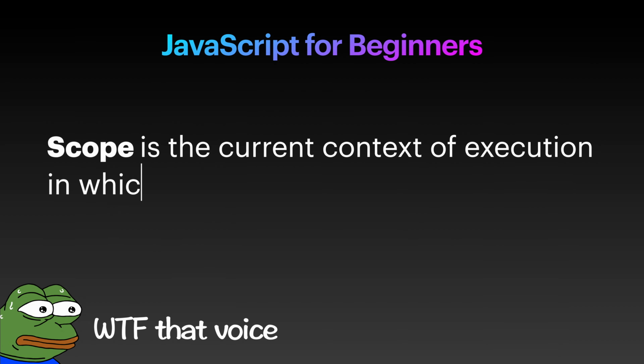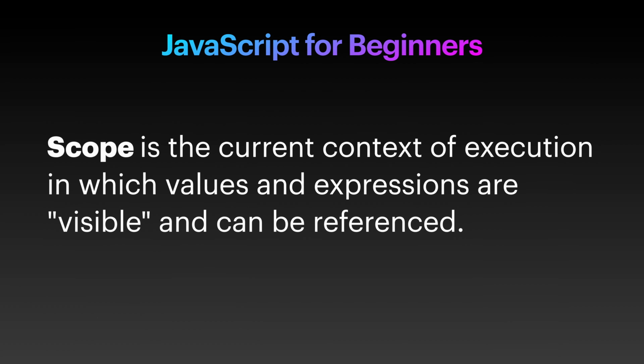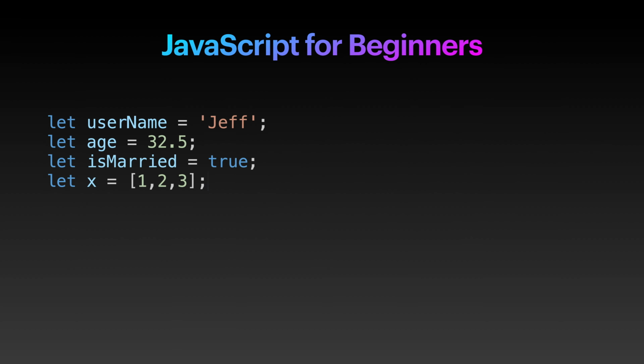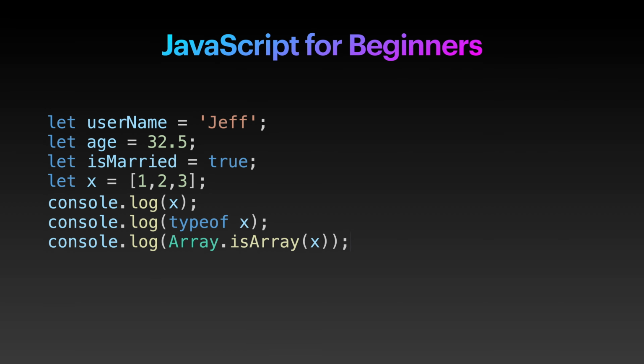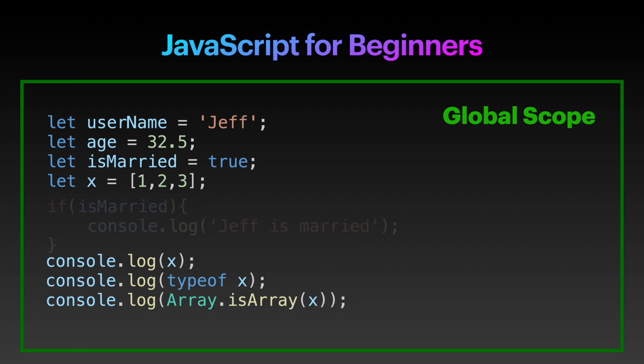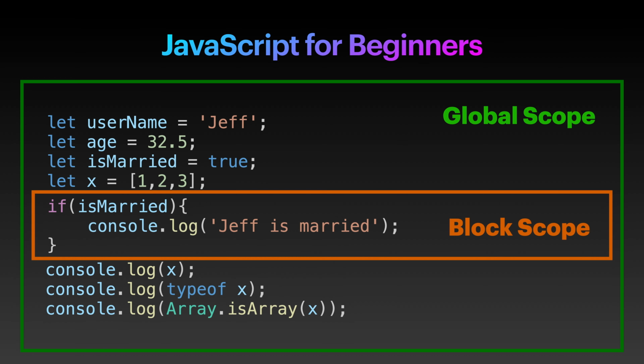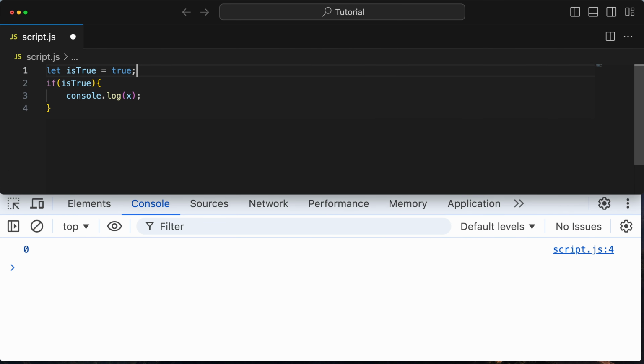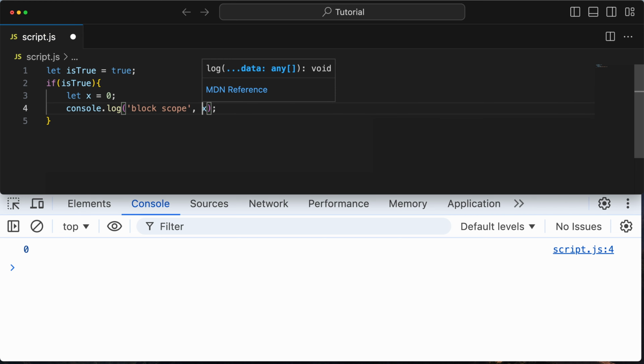Scope is the current context of execution in which values and expressions are visible and can be referenced. Up until this moment, we were writing code in global scope. Everything is on the same level, everything is visible. Life is good. But we also have block scope, which is created with a pair of curly braces. Basically, anything that has these will create its own scope, meaning that if I define something inside of that, for example a variable, it will be available only within that scope.